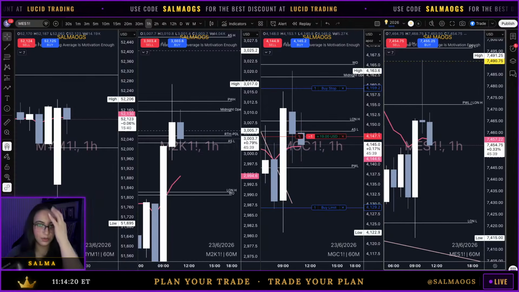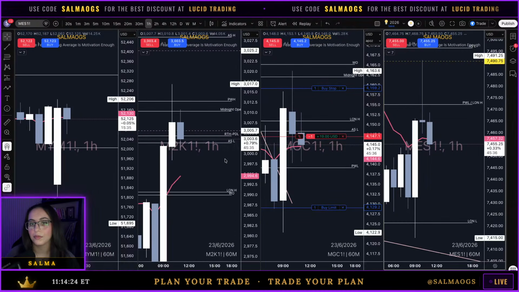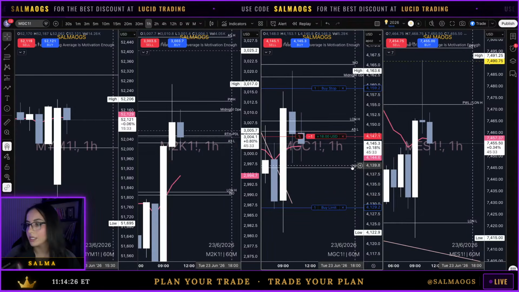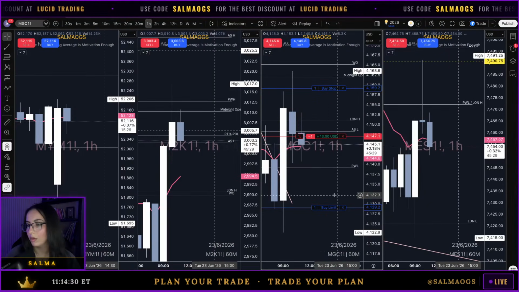Just want to see a continuation on gold. I don't want to see previous week low hold as some sort of support. I just want to see it go lower.